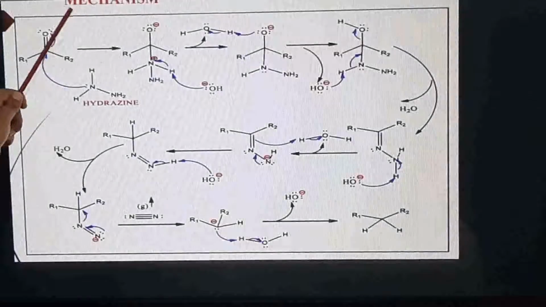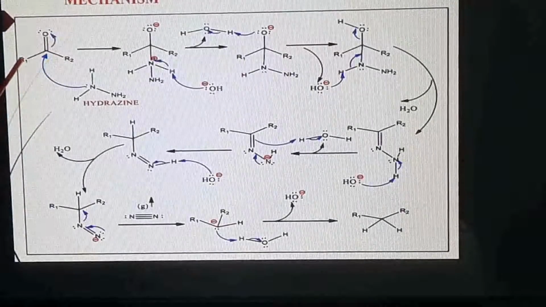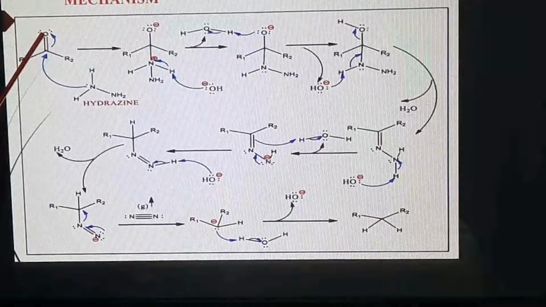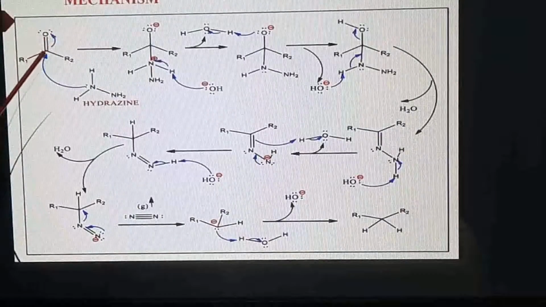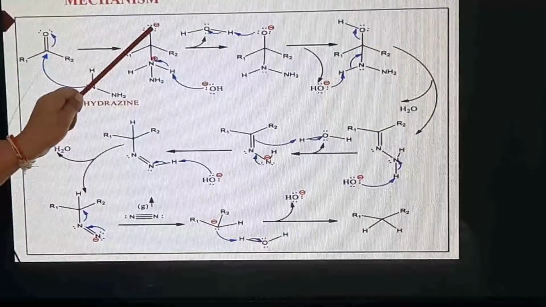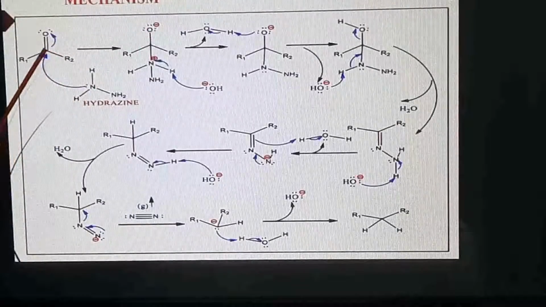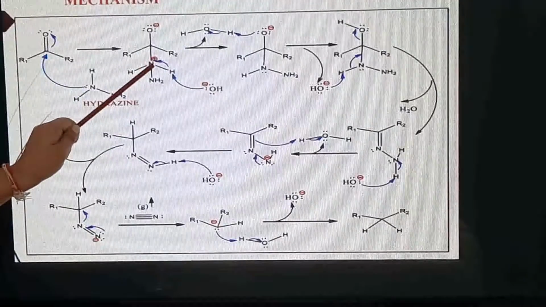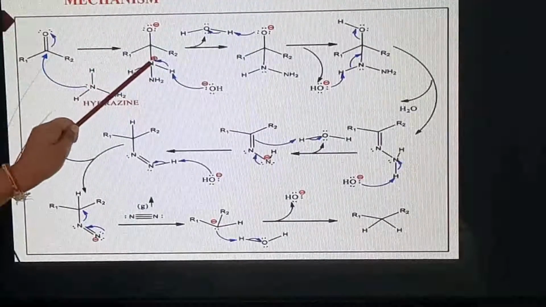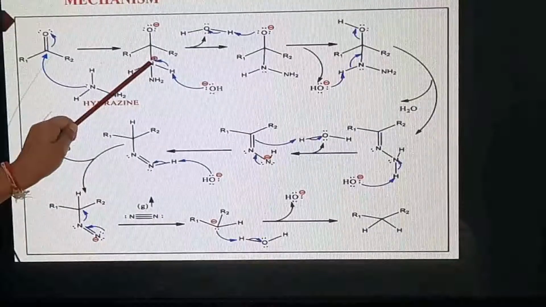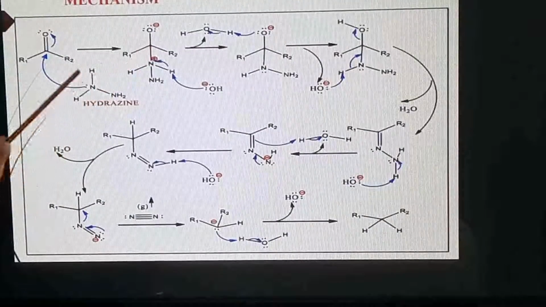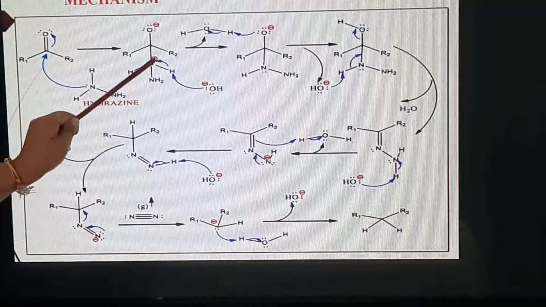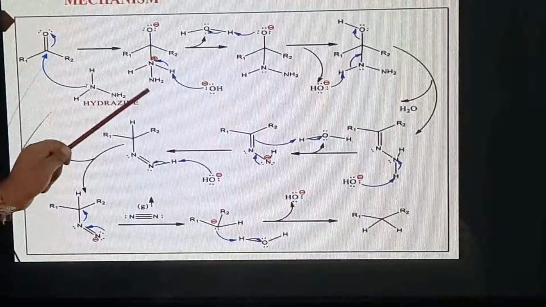So the mechanism involved is, see here, our ketone, C double bond O with R2. Oxygen is highly electronegative. It takes electrons from the carbon, so it gets a negative charge here, and the carbon gets the positive charge. Nitrogen is rich in electrons. NH2 is there. It can donate electrons to the carbon. So N gives electrons to the carbon, nitrogen gets the positive charge, and a bond is formed.